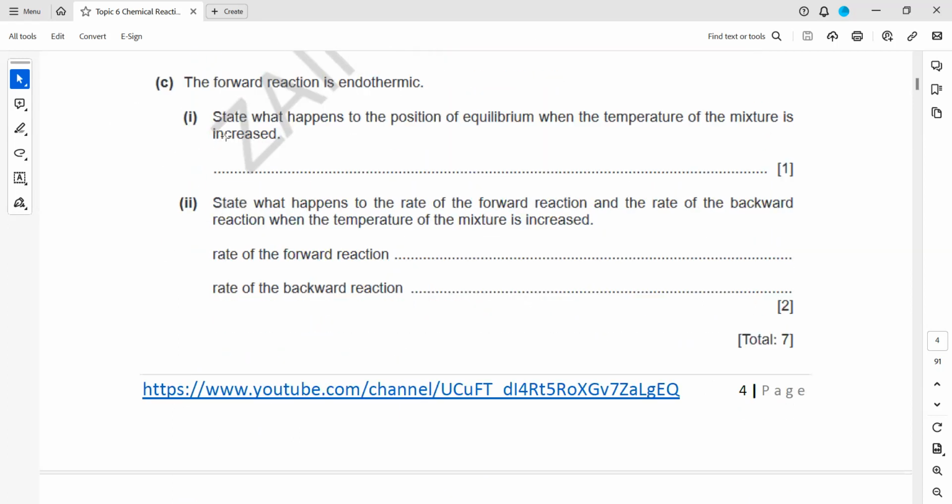The forward reaction is endothermic. What happened to the position of equilibrium when the temperature increased? So if an endothermic reaction favors the increase in temperature, it will shift towards the right-hand side.